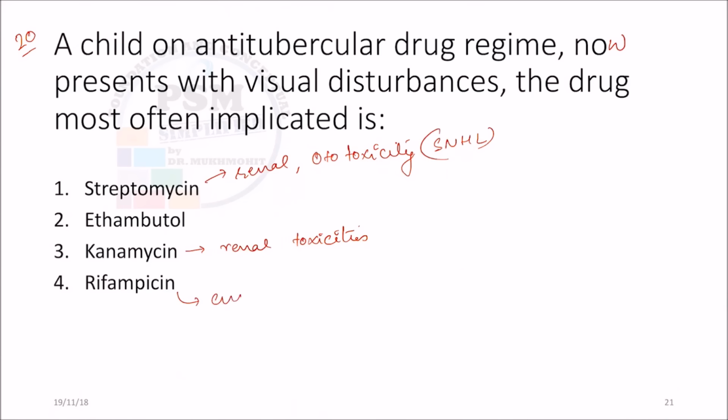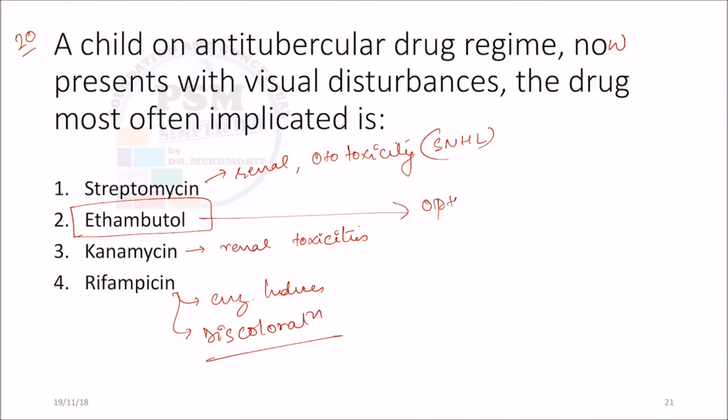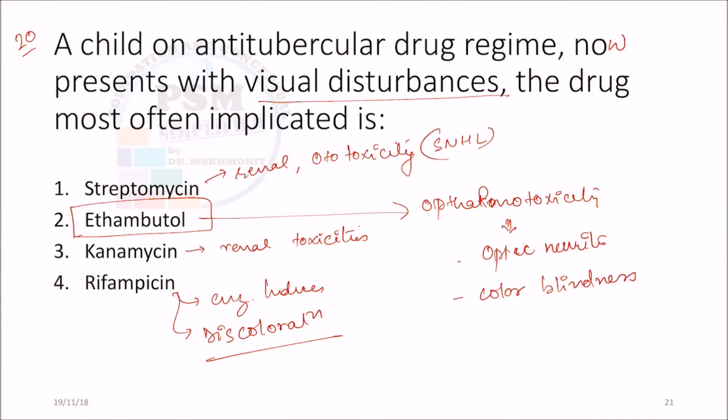Rifampicin is an enzyme inducer, and it is also associated with orange discoloration of body fluids. Ethambutol is one drug which causes ophthalmotoxicity. And this ophthalmotoxicity is in terms of optic neuritis, or there might be a color blindness. So it might lead to color blindness or optic neuritis, which might be causing these visual disturbances in this child on ATT regime.